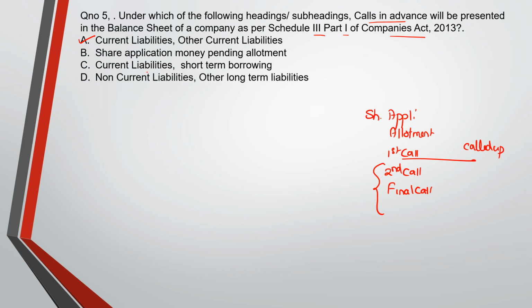Then current liabilities, yes, but it is not a short-term borrowing. It is other current liability. Short-term borrowing is borrowing done for a short period of time, that is, repayable within 12 months from the balance sheet date or within the operating cycle, which is not the right answer here. It's of course not a non-current liability. Non-current liabilities are those which are repayable beyond the operating cycle or beyond 12 months from the balance sheet date, and therefore that option is out. The correct answer therefore is option A. Under current liabilities, under other current liabilities, the calls in advance would be classified.